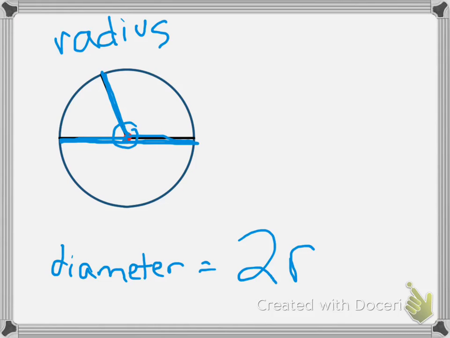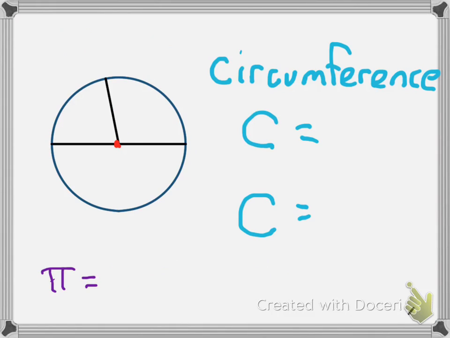So if diameter is 2r, what's the circumference? Well, circumference, all that means is, let's change colors, it's the distance all the way around the circle. Circumference is all the way around the circle.